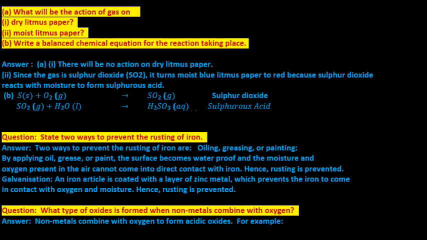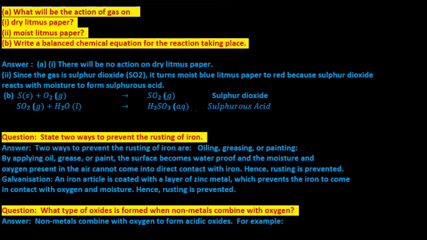Answer A. There will be no reaction with dry litmus paper. Second, since the gas is sulfur dioxide, it turns moist litmus paper red. Sulfur dioxide reacts with moisture to form sulfurous acid. S plus O2 gives SO2, SO2 plus H2O gives H2SO3, sulfurous acid.